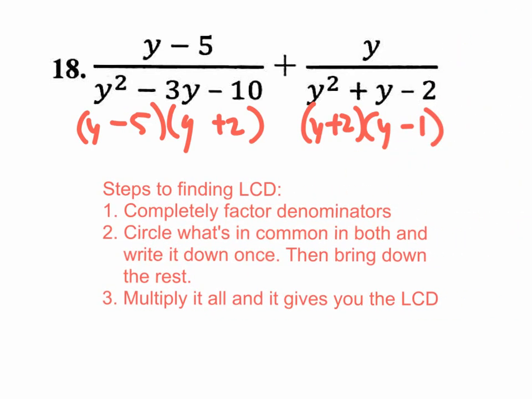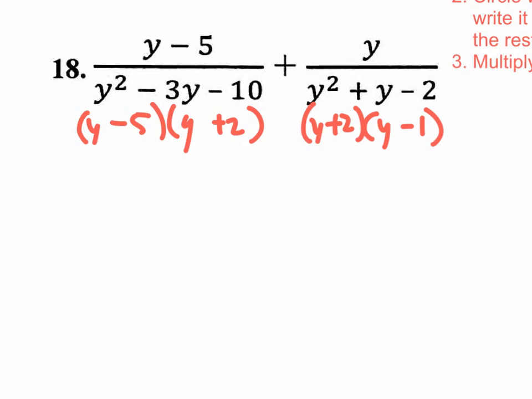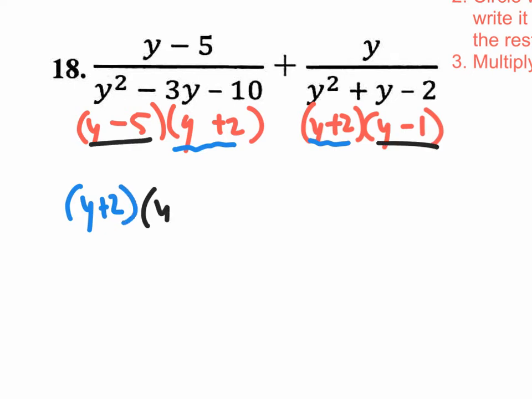And now circle what's in common in both. And you might have 3, so maybe both isn't the correct word right there, but you circle what's in common in the groups. So in the first denominator, what's in common? There's a y plus 2 and there's a y plus 2. So I'm going to write my first part of my LCD as y plus 2. And then what do I do with the rest? I simply bring it down. So the y minus 5, I bring it down, and the y minus 1, I bring it down.